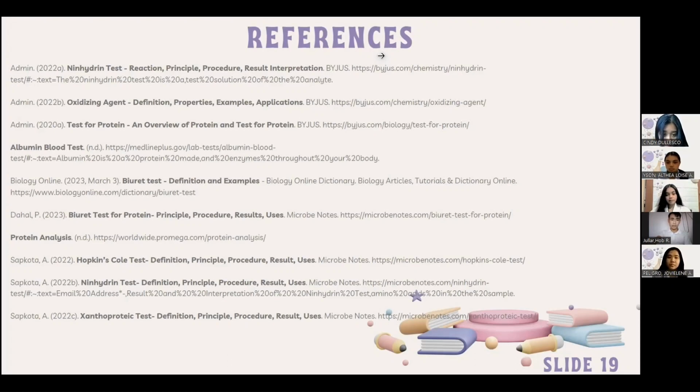Albumin blood test. Biuret test: definition and examples. Biuret test for protein: principles, procedure, result, and uses. Protein analysis: Hopkins-Cole test: definition, principle, procedure, result, and uses. Ninhydrin test: definition, principle, procedure, result, and uses. Xanthoproteic test: definition, principle, procedure, result, and uses.